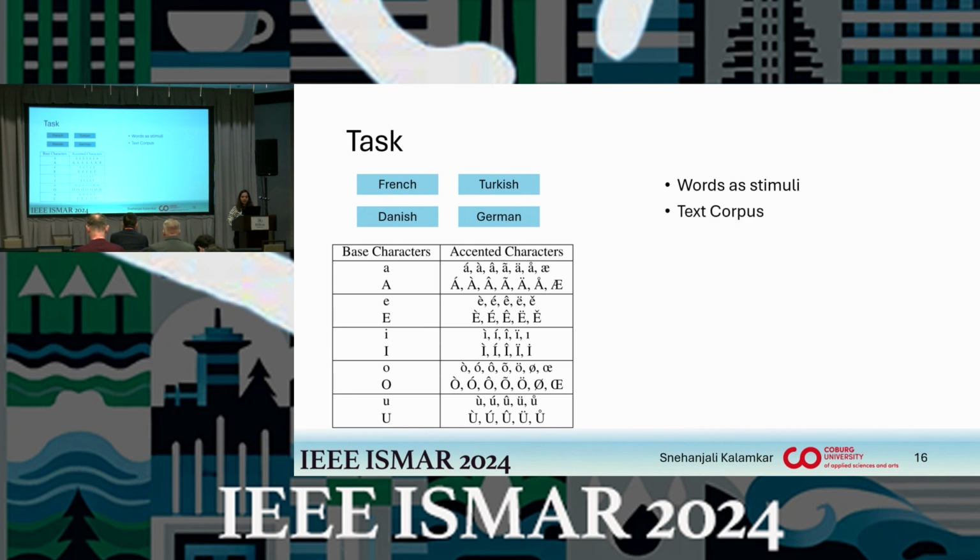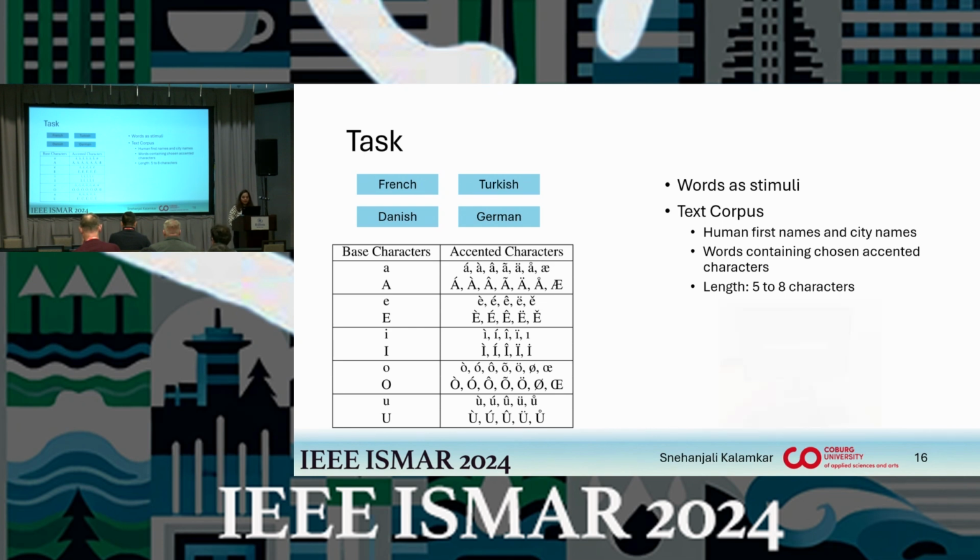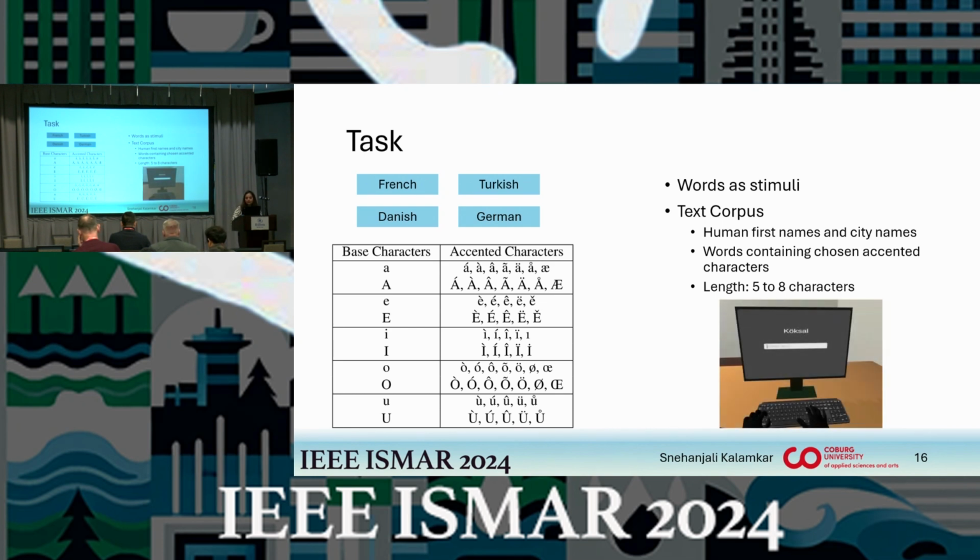For our experiment's word corpus, we scraped human first names from Wikipedia and city names from the Opendatasoft dataset, and we filtered for words containing the chosen accented characters and limited the length to 5 to 8 characters to minimize word length variation. The participants were then shown these words one by one on a virtual screen and instructed to type them as quickly as possible.